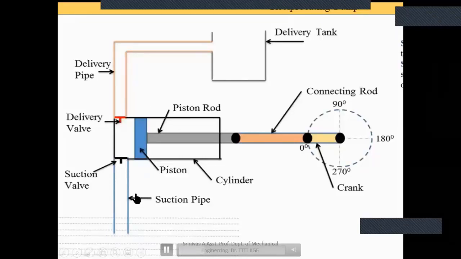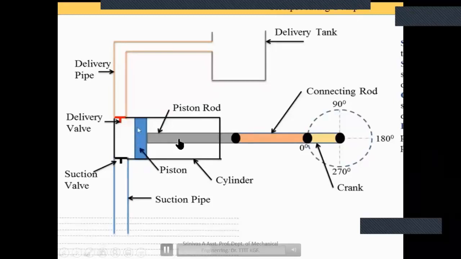Now the suction pipe. It connects the sump to the cylinder. It is a connection pipe from the sump to the cylinder. And the suction valve. These valves are one-sided valves. The suction valve will open during the suction stroke. Only during that stroke will it be open, and during the delivery stroke it will close. That is the suction valve function.